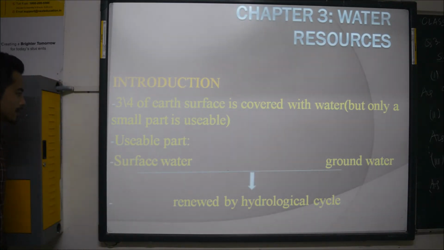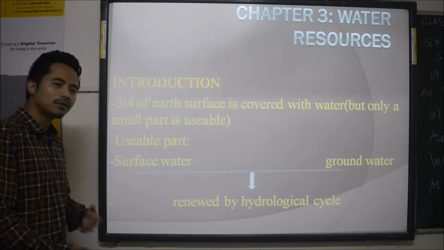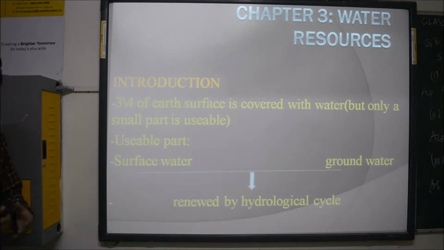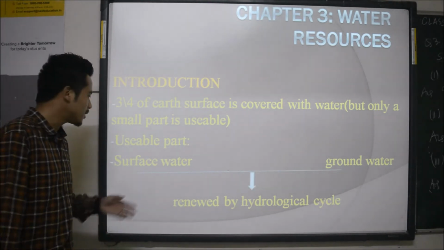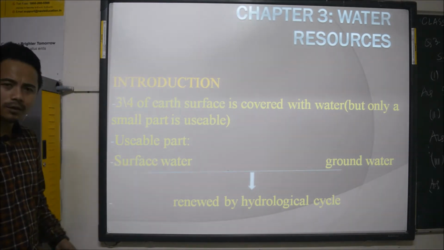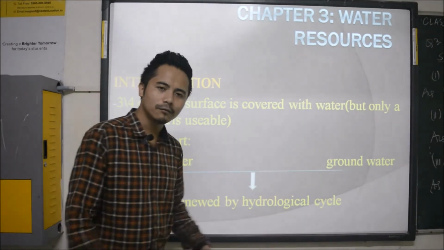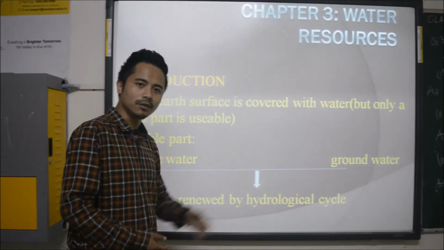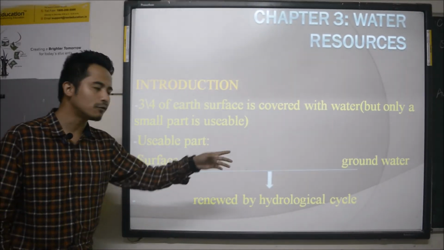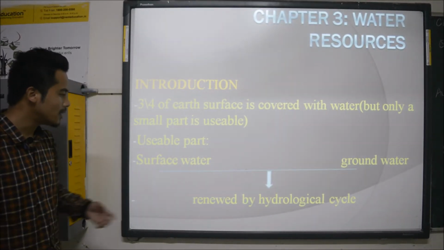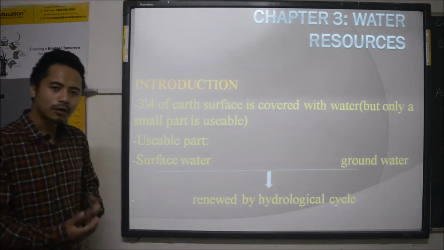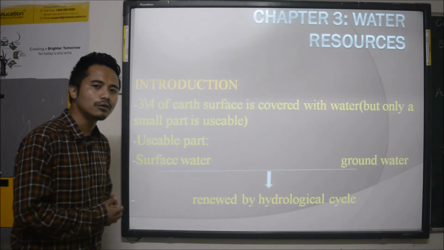Okay, let's talk about the usable part, the drinkable water or the water which can be used, right? Those waters are found in surface water, the rivers, lakes, those water streams, and groundwater which is found below the earth's surface. All right, and this water found in surface water and groundwater, which is usable or drinkable water, can be renewed by the hydrological cycle. All right, renewed means water can be renewed through the hydrological cycle.